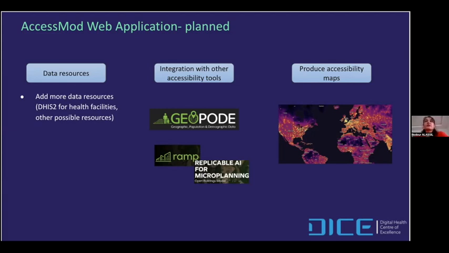The other idea is to produce accessibility maps. So people who are interested in specific maps, which are publicly allowed, can use these accessibility maps as well. Next, please.